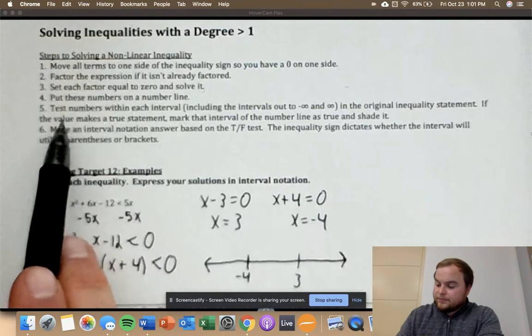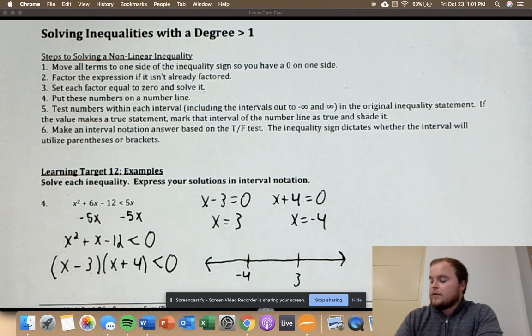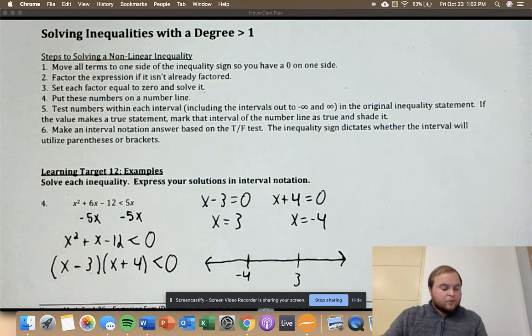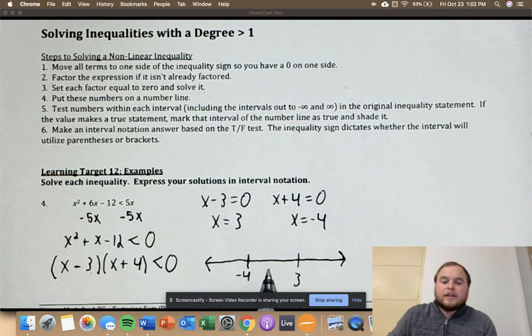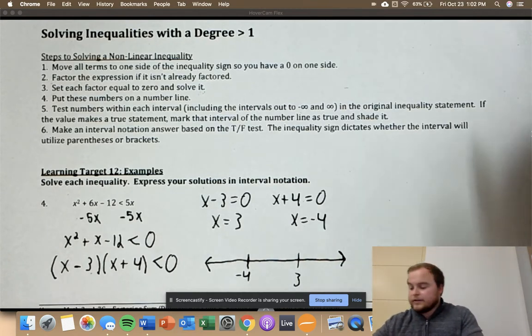Number 5, test numbers within each interval, including the intervals out to negative infinity and infinity, in the original inequality statement. If the value makes a true statement, mark that interval on the number line as true and shade it in. So what that means is we're going to take a number from each of these 3 intervals and test it with our original inequality. If it makes a true statement, we know that'll be part of our domain.